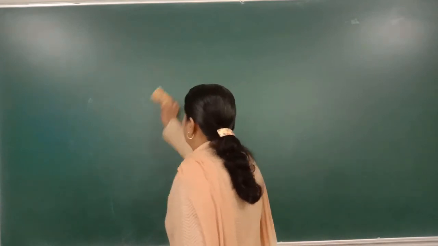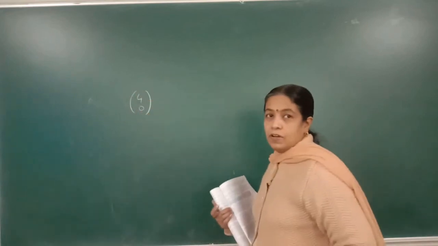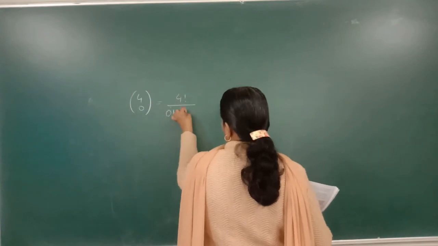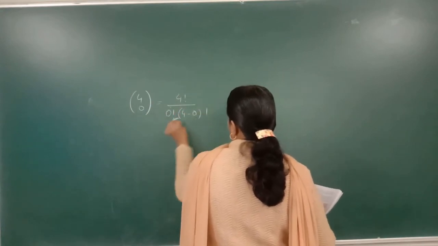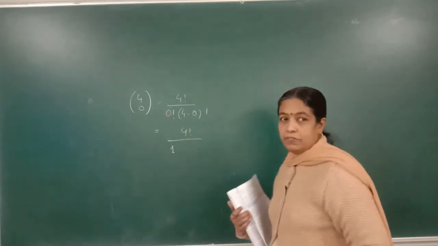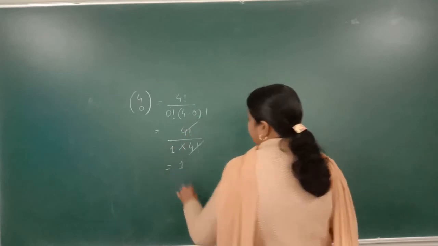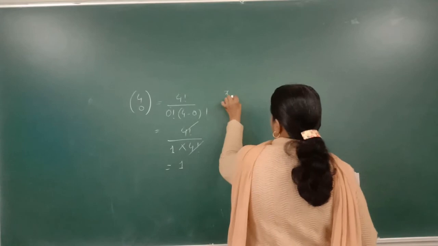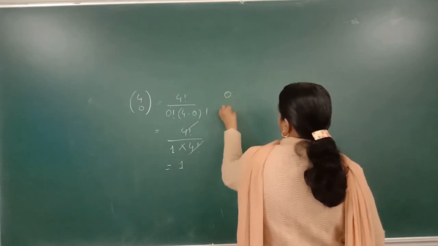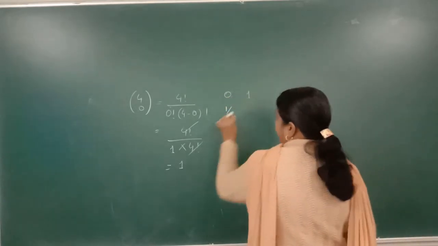See here, we will take one case. If we take 4C0, how will you write this? 4 factorial upon 0 factorial into 4 minus 0 factorial. We know that 0 factorial is always 1, and 4 minus 0 is 4 factorial, so it is 1. So the probability for x equal to 0 comes to 1/16.